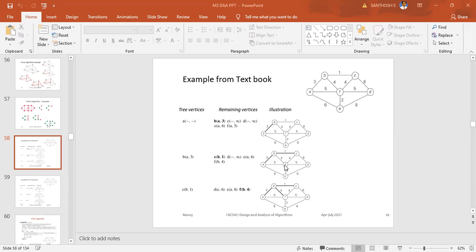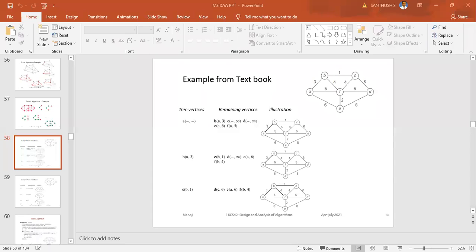And next you come for F. Coming for F, F is reachable through C, F is reachable through B, F is reachable through A. In that, which is the one you are going to take? Again, you go with F only. So F is reachable.